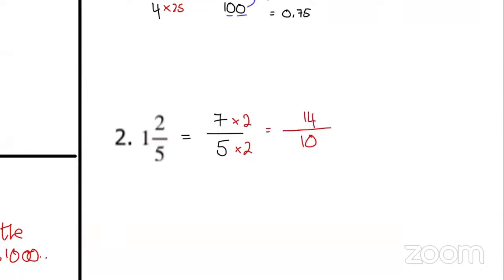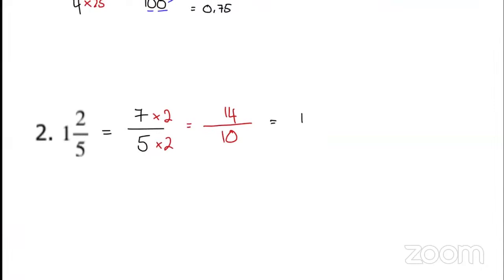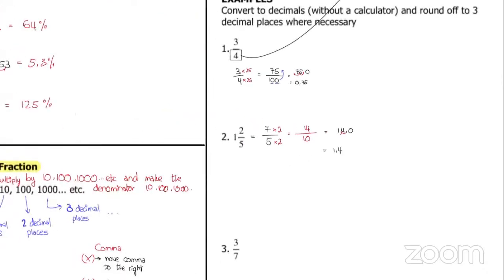Depending on the number of zeros, you move the comma that many places to the left because we are dividing. So 14 divided by 10: I need to move the comma one place to the left. Currently the comma is here, because it's like 14,0. So when you move just 1 place, you're left with 1,4. Okay, so let's do the next one.